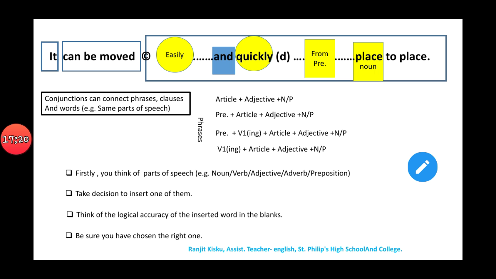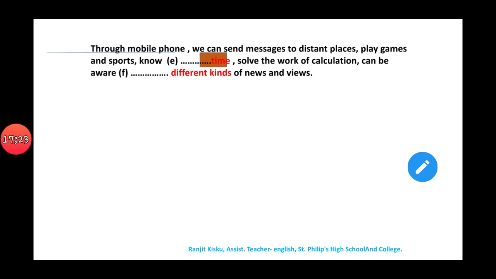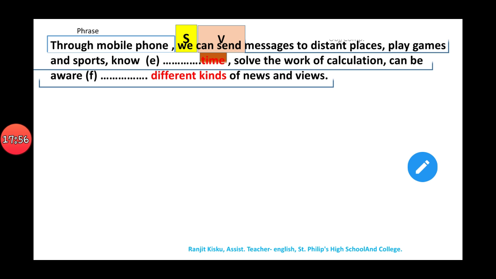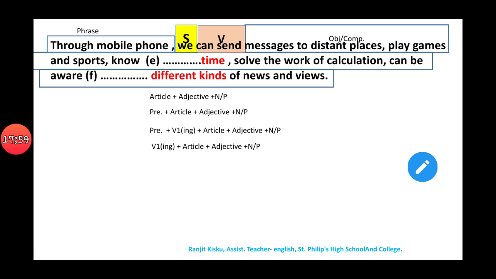Okay, let's go on. We have another sentence. Through mobile phone, we can send messages to distant places, play games and sports, know dash time, solve the work of calculation, can be hour dash different kinds of news and views. This is a long sentence. We have to think as previous. See, first we get a phrase, then we have subject, verb, and the object or complement part.